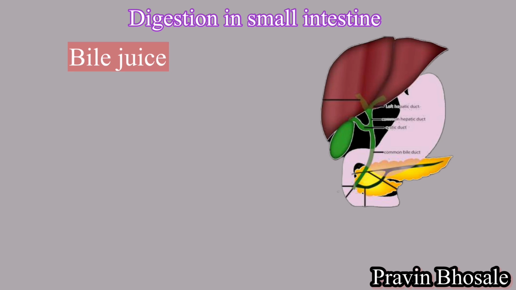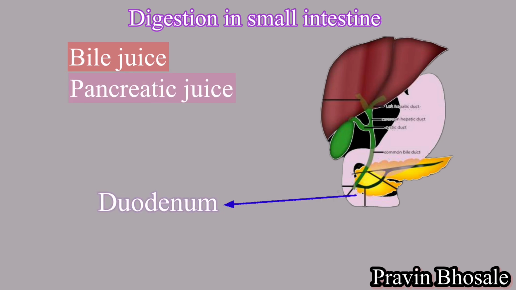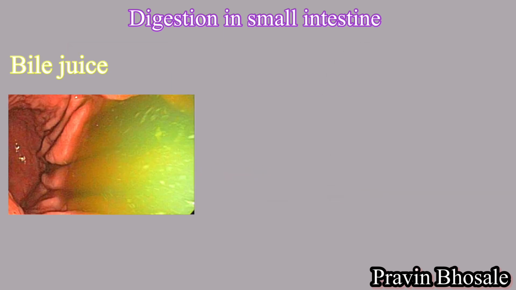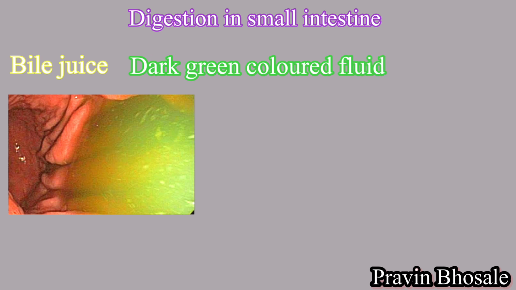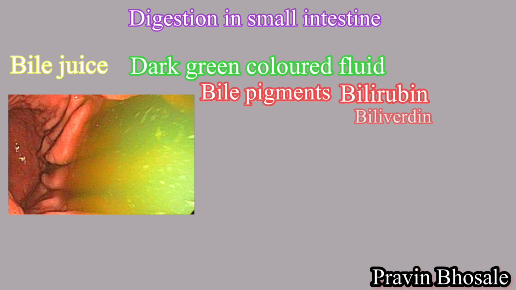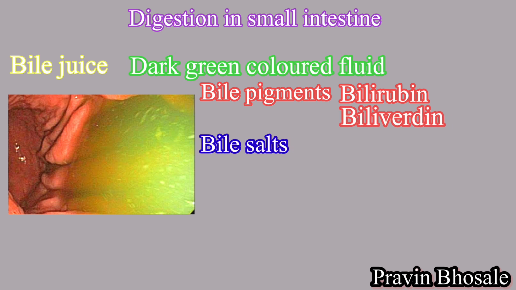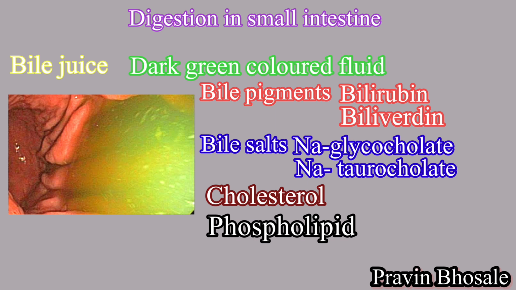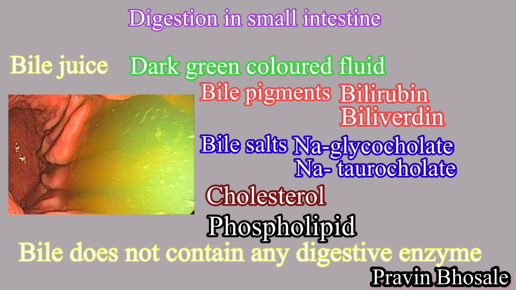Bile juice and pancreatic juice are poured into the duodenum through the hepato-pancreatic duct. Bile juice is a dark green colored fluid that contains bile pigments, bilirubin and biliverdin, bile salts, sodium glycocholate and sodium taurocholate, cholesterol, and phospholipid. Bile does not contain any digestive enzyme.